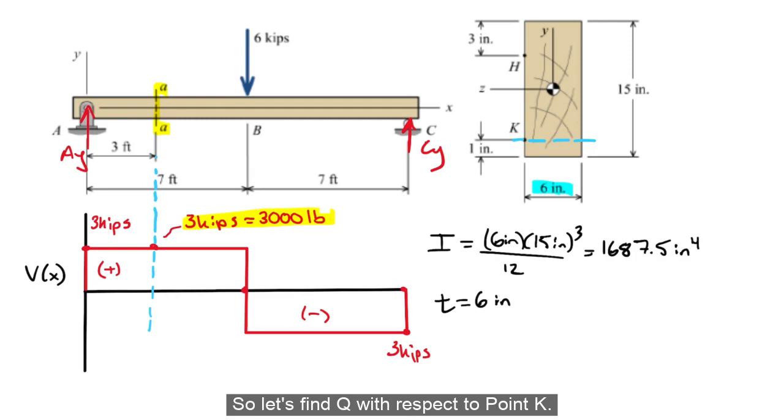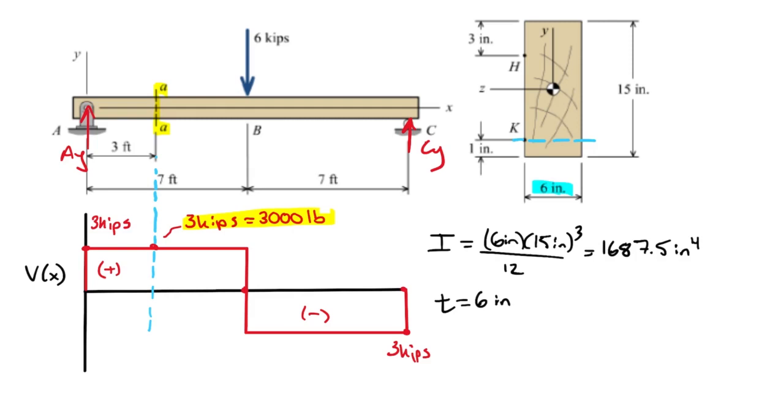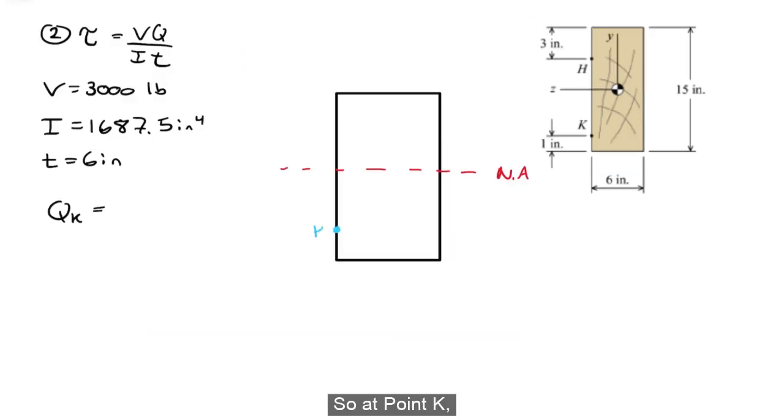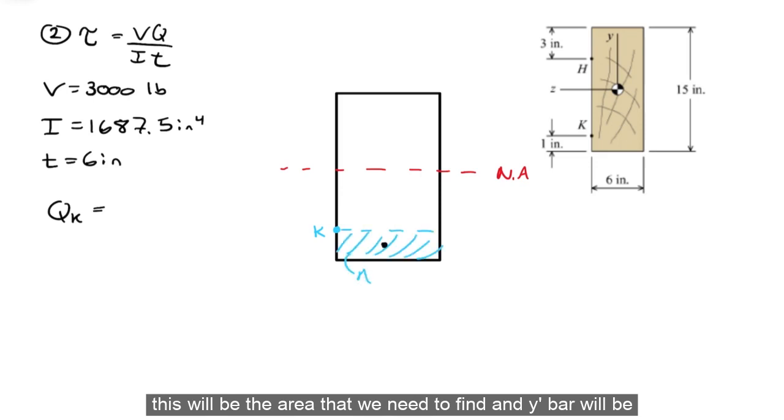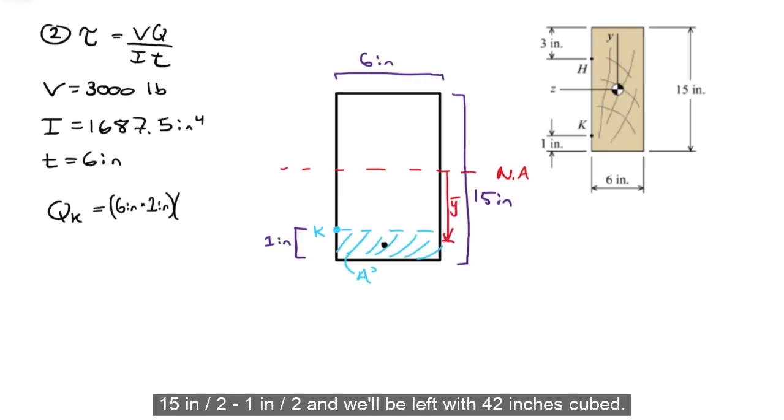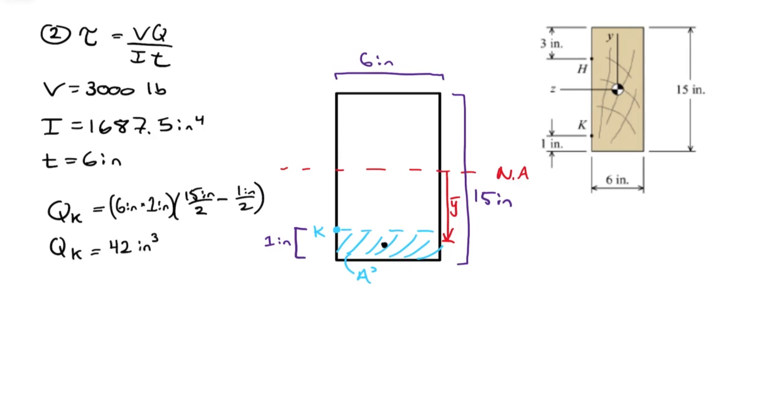So let's find Q with respect to point K. At point K, this will be the area that we need to find, and y prime bar will be 15 inches divided by 2 minus 1 inch divided by 2. And we'll be left with 42 inches cubed.